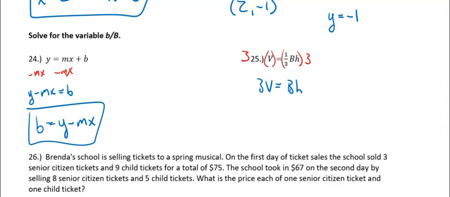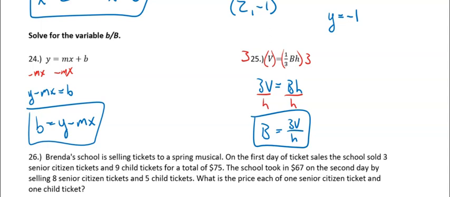And now to solve for b, I have to undo multiplying by that h. So I'm going to divide each side by the h. And so I find out that b equals 3v over h. And that's it. Okay, so solving those literal equations, we're still going backwards, undoing operations as we go. But sometimes there's not as many numbers and simplifying involved. It's all variables. We leave it literally in terms of the operations.